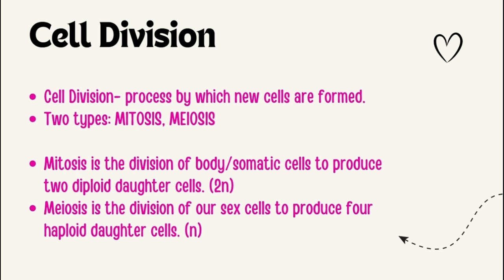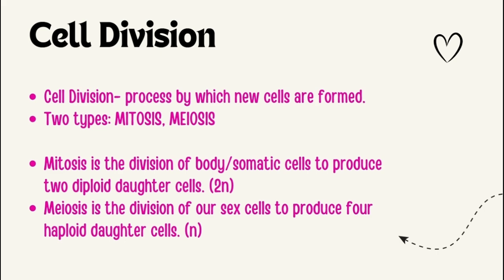So basically, cell division is the process by which new cells are formed, and the main two types of cell division are mitosis and meiosis, right? Now, there's a difference between mitosis and meiosis, so it's not just one cell division that takes place in our body everywhere, right? No, there are two main types. We have mitosis and we have meiosis.